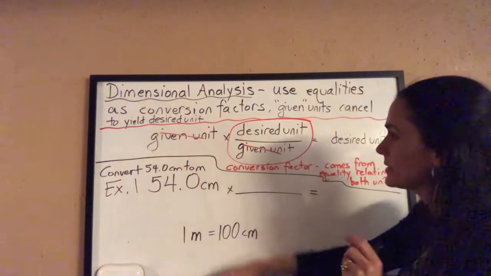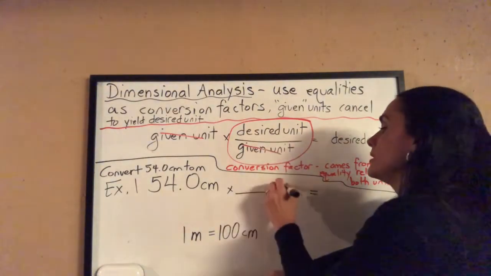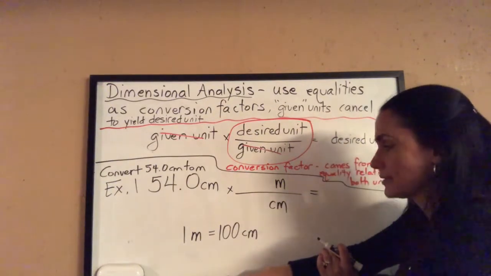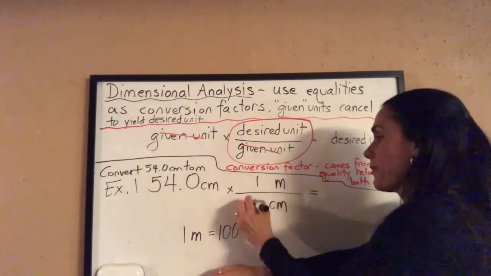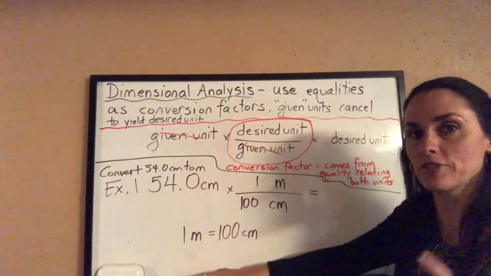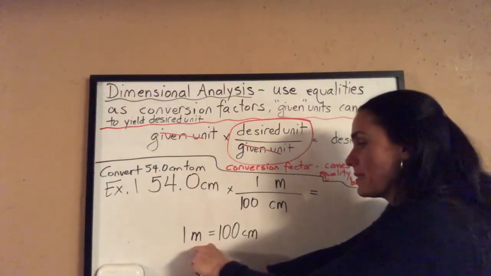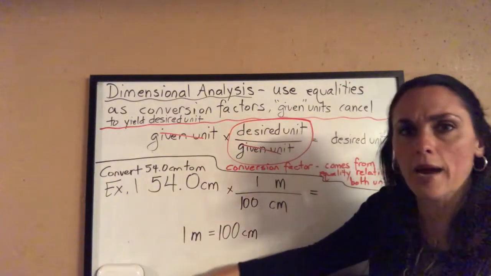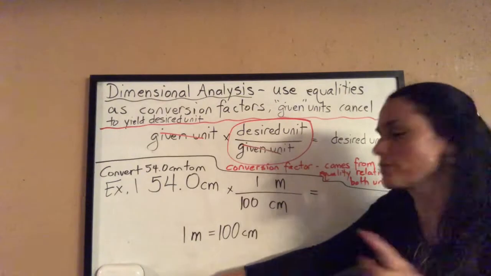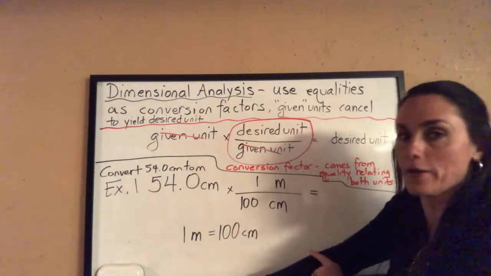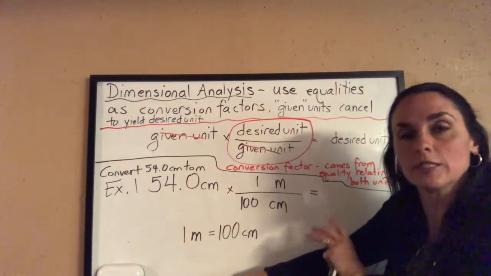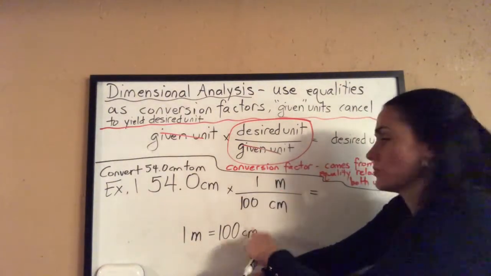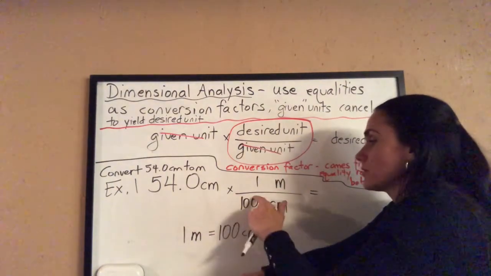What goes on top is the unit that you want to convert into, meters. What goes on the bottom is the unit you want to convert out of, centimeters. Well, 1 meter equals 100 centimeters. You always need to have the number that goes with the unit. 1 meter, 100 centimeters. Students will say, well, don't I put the bigger number on top or the bigger number on the bottom? No, no, no. What goes on the bottom is the unit that you want to convert out of. What you keep with that unit is the number from the equality. 1 meter equals 100 centimeters.